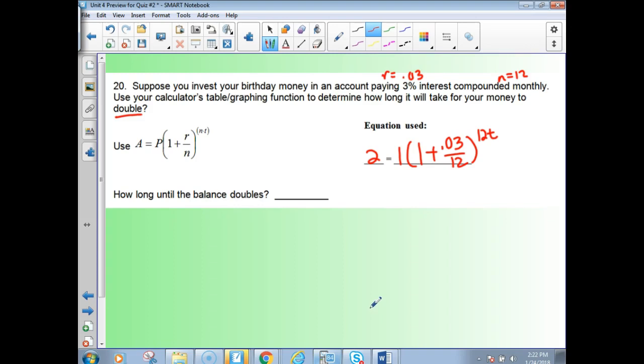Okay. However, that's not what you're going to put in your calculator, though. So if you're going to use the calculator to find the intersection, then you're actually going to put this in Y1, right? And then in Y2, put 2 and then find the intersection. Or I'm going to do it algebraically while you guys go and graph it. So if you do it algebraically, you put 2 in for A.